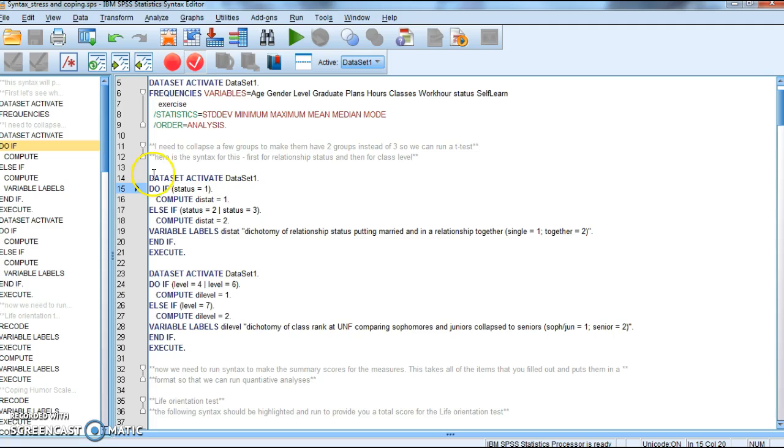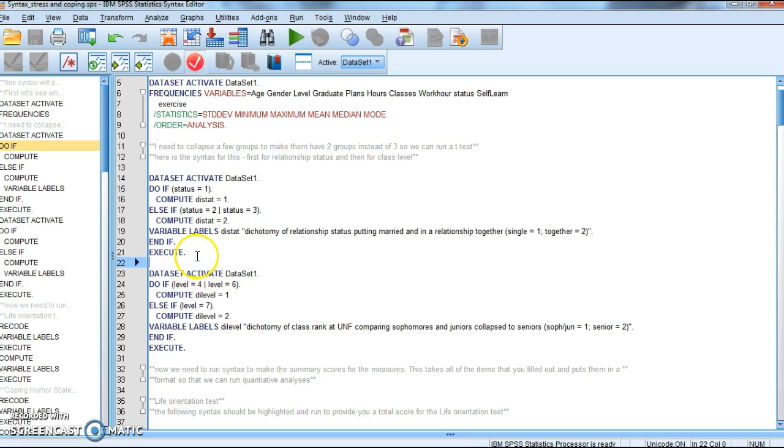So one thing I needed to do is, as you saw with relationship status, there were very few people who were married, and I want to run t-tests. We're just going to do correlations and t-tests because that's something very simple that I know regardless of your statistics background you can interpret. So what I did, you can see with this syntax, it's saying if status is 1, so if your status was single, I'm making a new variable called distat and saying that you will stay 1. But if your status was in a relationship or married, I'm going to collapse you into the variable called distat. And then this just provides a label for it.